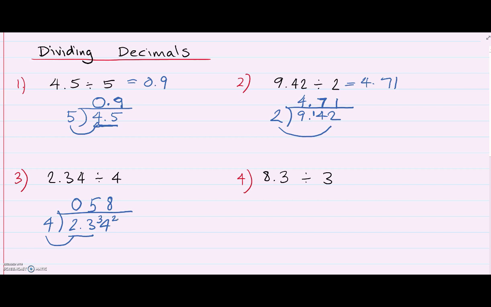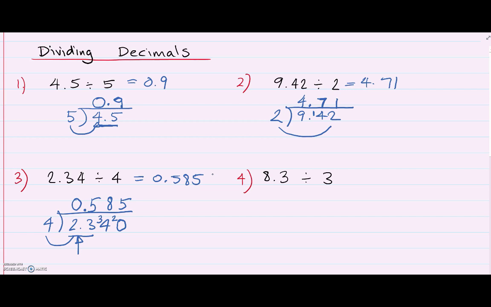And because I've got 2 left over, I need to put a 0 on the end of my number so that I can now ask myself how many times 4 goes into 20. And 4 goes into 20 5 times. Here's my decimal point, so my decimal point needs to go between the 0 and the 5. So 2.34 divided by 4 is 0.585.